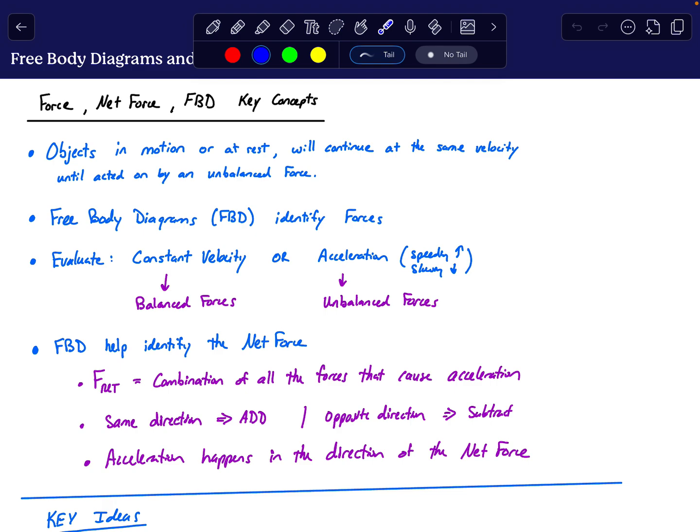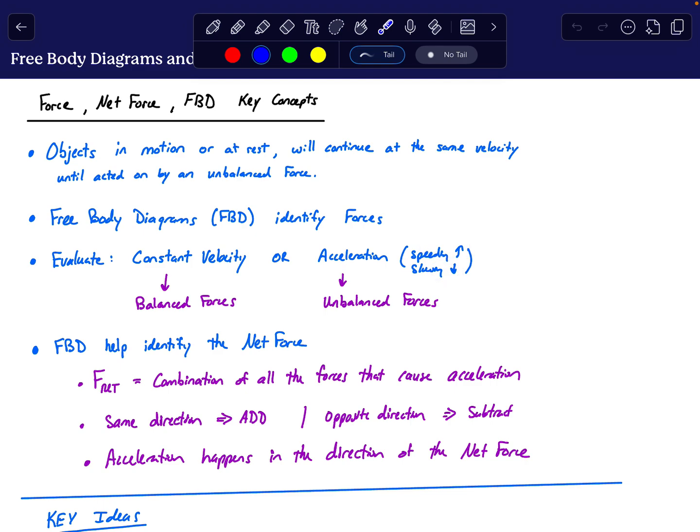So when we talk about forces that push or pull, we need a way to keep track of those. A free body diagram, or a drawing, really helps us identify all the forces that might be acting on a particular object. As a physics student, one of my goals for you is to evaluate and apply this physics knowledge. So, as you're reading a problem, ask yourself, is it a constant velocity or is the motion an acceleration where you might be speeding up or slowing down?